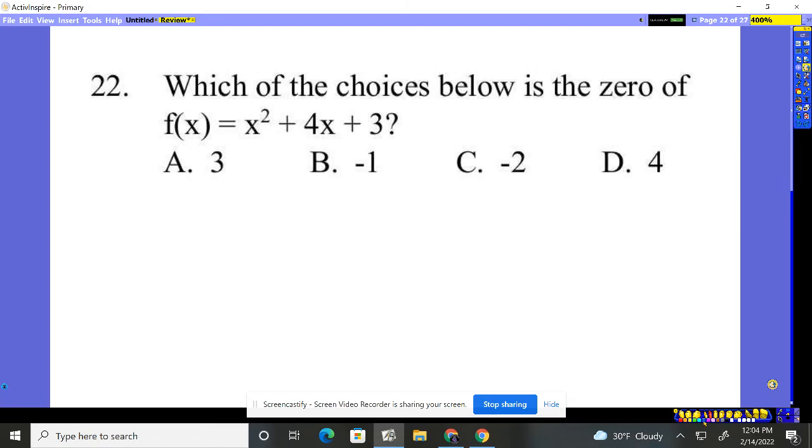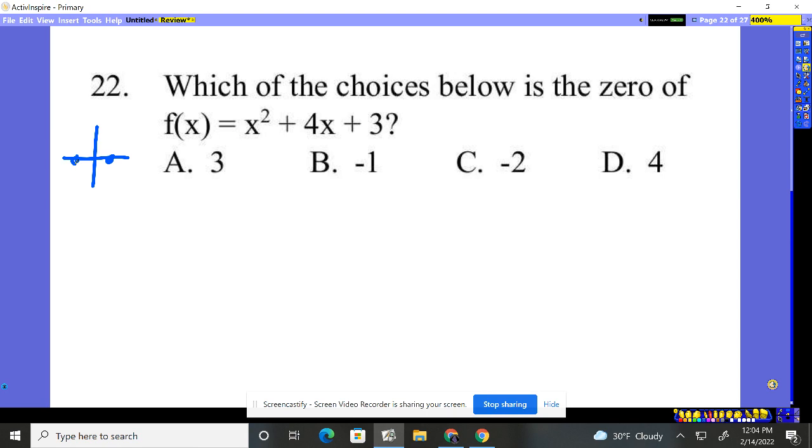All right, let's take a look at number 22. Which of these choices is the zero of this function? So to be the zero, it means when you plug in these values, you're going to get an answer of zero. Technically, it's meaning, hey, where's it crossing the x-axis? In other words, the height, the y value is at zero.